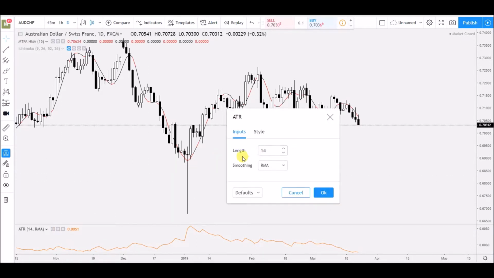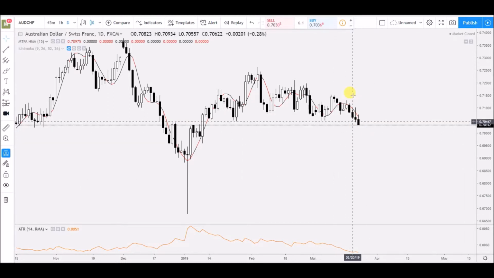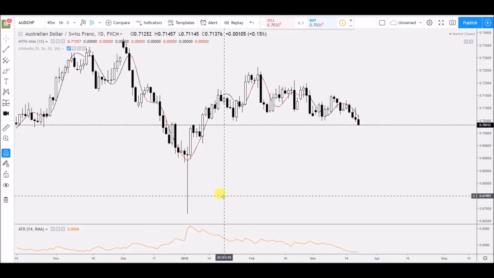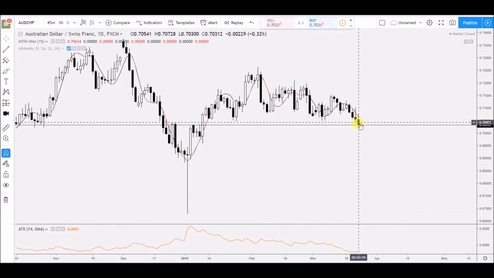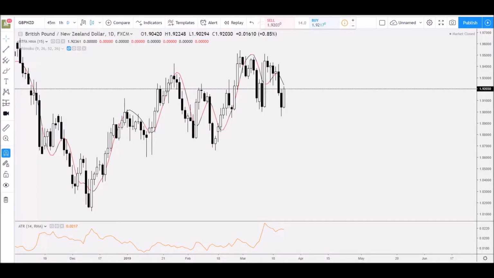So what this length is, it averages out the last 14 candles on that chart. This is the daily chart, so it's averaging the last 14 days. In the last 14 days, on average, this pair moves 51 pips. If we compare this pair to the GBP NZD, which is moving 200 pips, 217, it moves 4 times as much in the same amount of time.